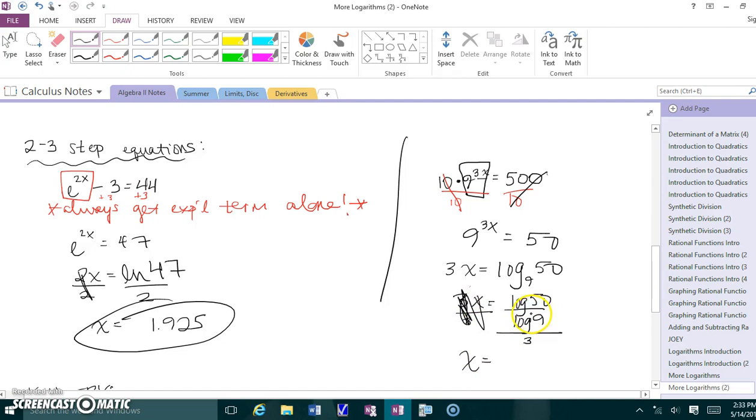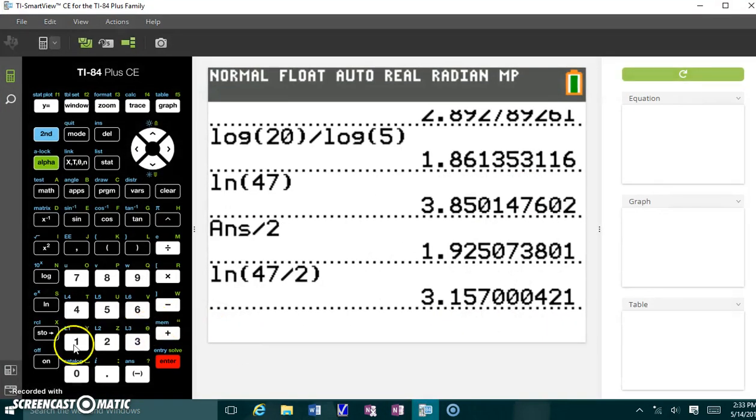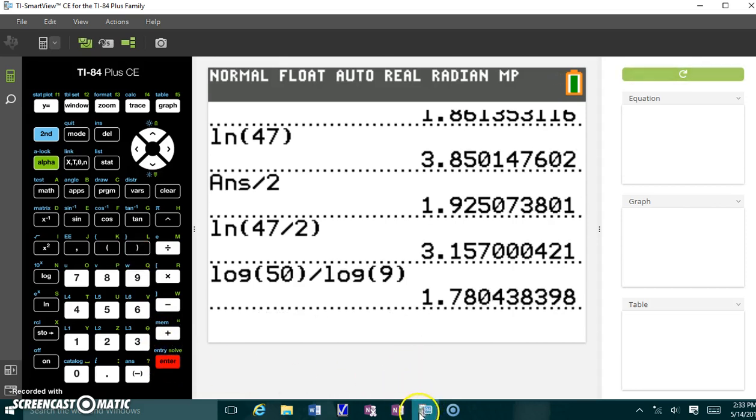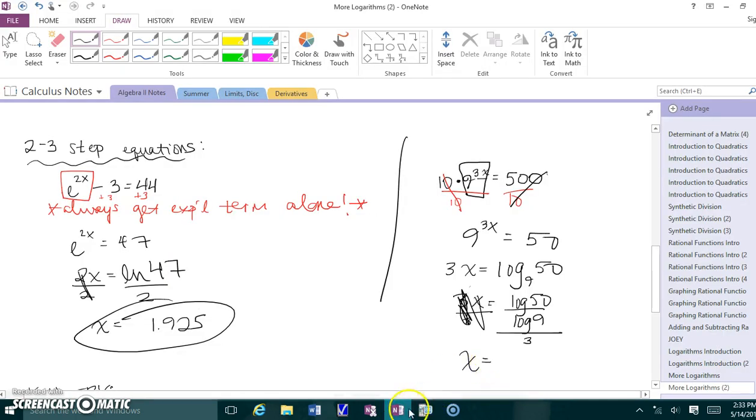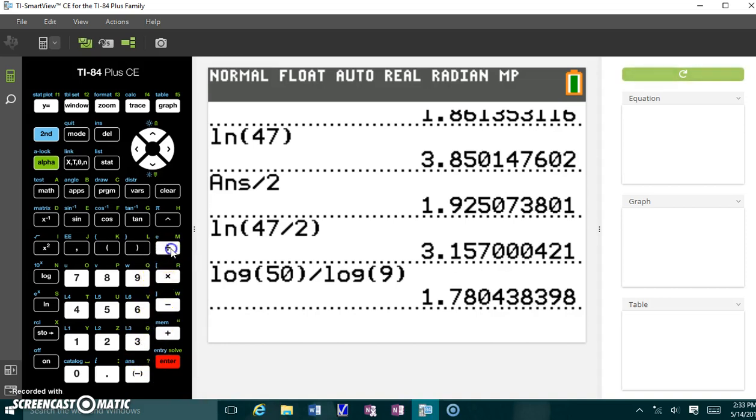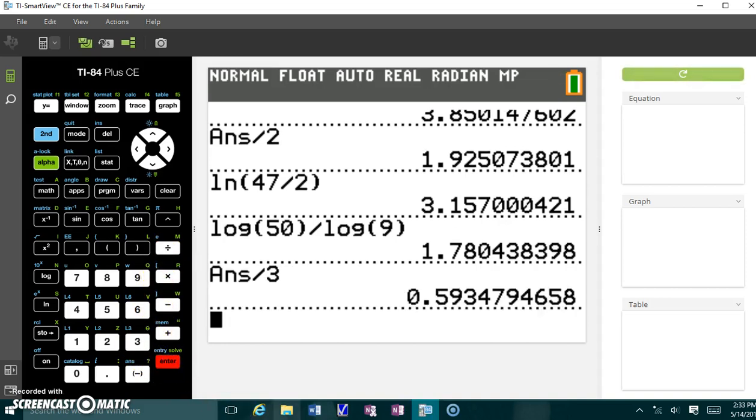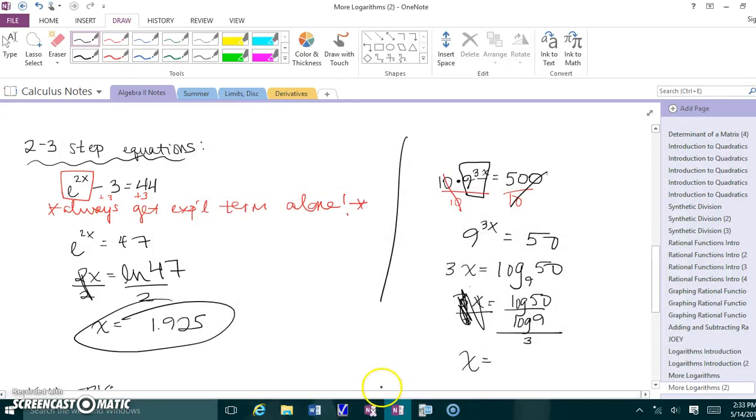So I have log of 50 divided by log of 9. Some people really like writing the decimals every step. I kind of prefer to get the decimals on the calculator and only round 1 time. So let's divide by 3. So answer divided by 3, and I have 0.593. Bam! There we go.